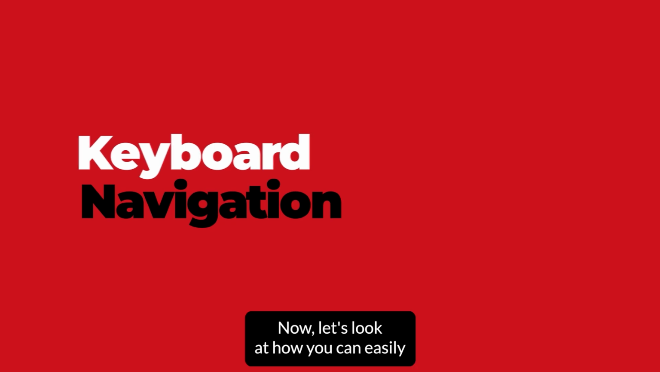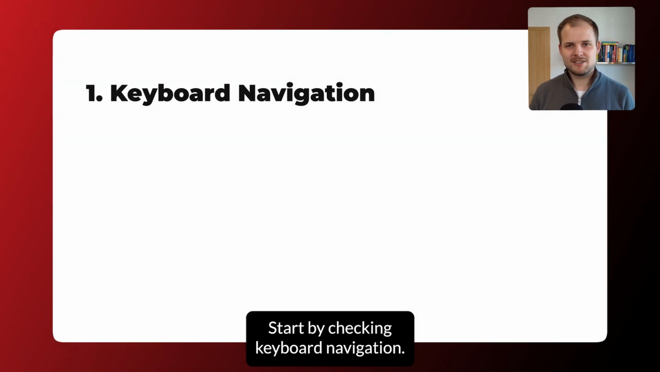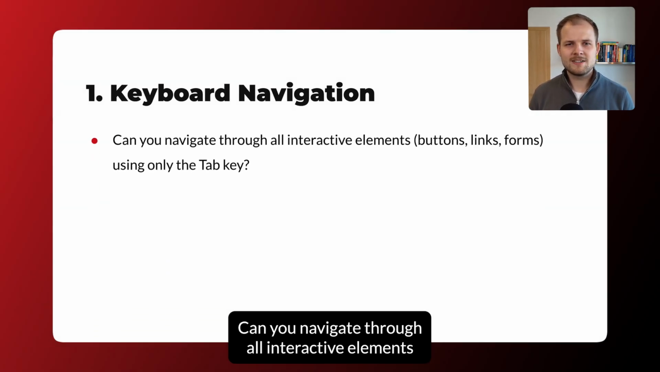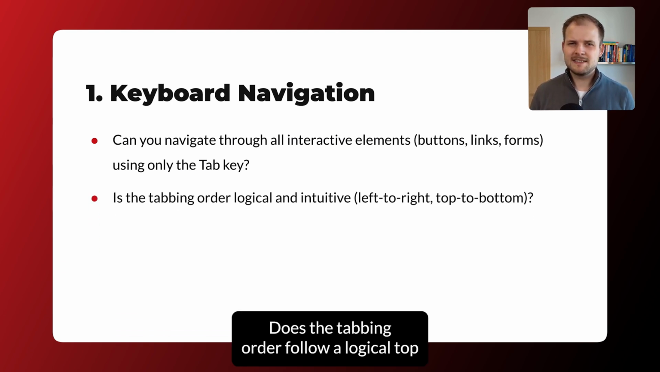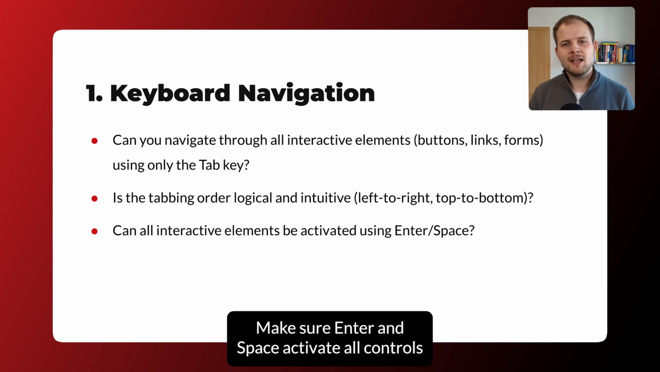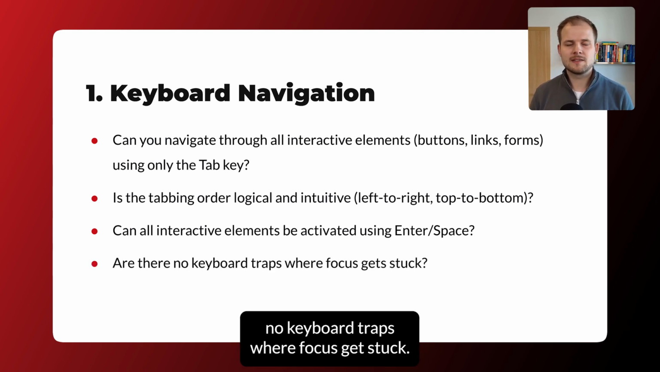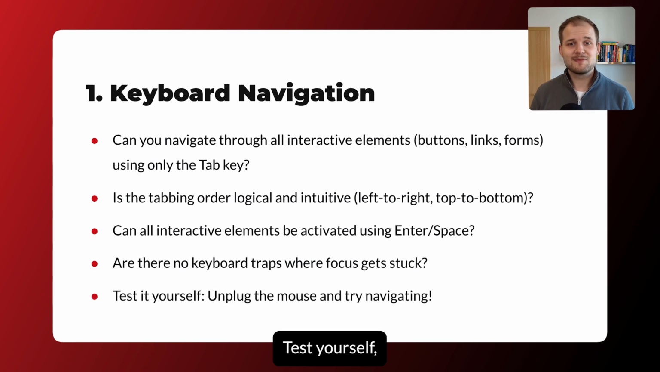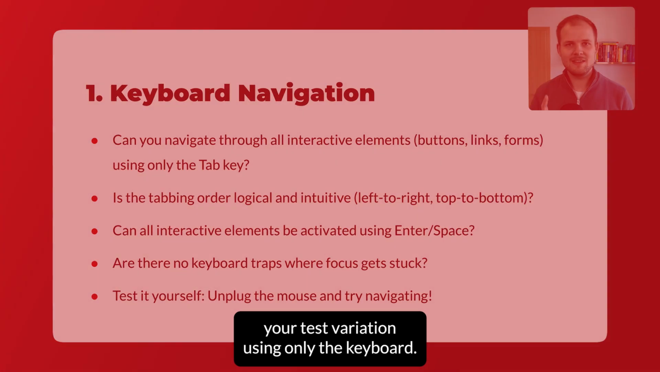Now let's look at how you can easily apply these fixes. Start by checking keyboard navigation. Can you navigate through all interactive elements, buttons, links, forms using only the tab key? Does the tabbing order follow a logical top to bottom, left to right flow? Make sure Enter and Space activate all controls and that there are no keyboard traps where focus gets stuck. Test it yourself. Unplug your mouse and try navigating your test variation using only the keyboard.